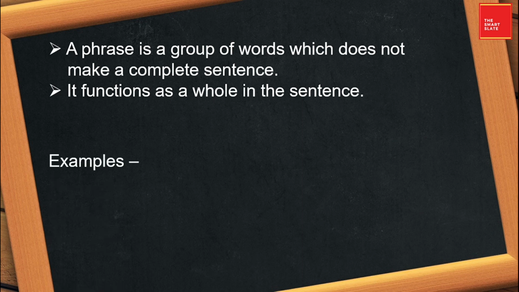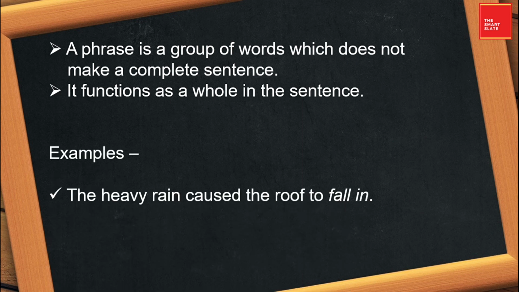For example, the very first sentence is: the heavy rain caused the roof to fall in. To fall in has its own meaning. But when you write it in the sentence, it completes your sentence. Without it, the sentence will be incomplete: the heavy rain caused the roof to. So the phrase helps to complete it, else it will leave the sentence incomplete.